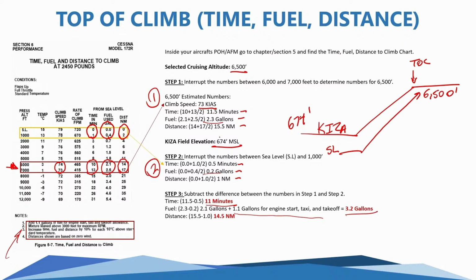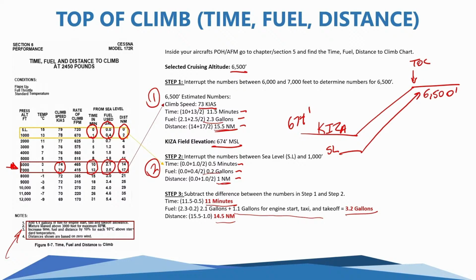With distance, I'm going to take my distance that I found in the first value, 15.5. I'm going to subtract 1 nautical mile. That's going to give me 14.5 nautical miles. So at this point, what this is telling me is to get from the airport elevation of 674 feet to 6,500 feet, it's going to take me approximately 11 minutes. I'm going to burn 3.2 gallons, and I'm basically going to cover a distance of 14.5 nautical miles until I reach my top of climb. Okay.